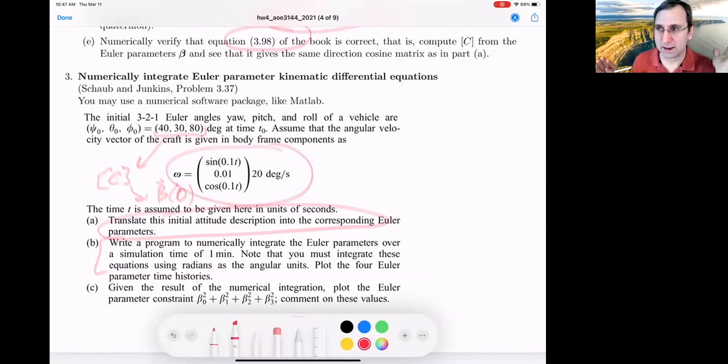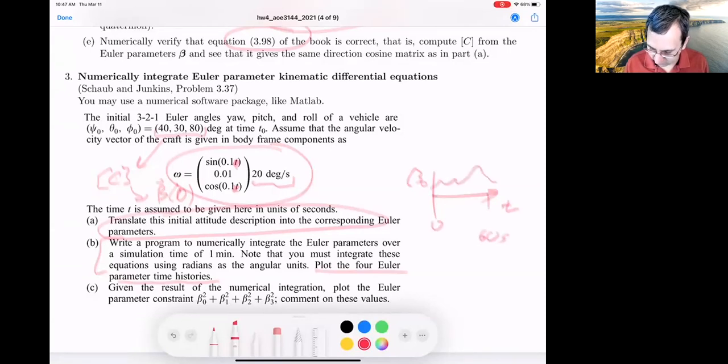So instead of solving for how omega changes with time according to rigid body dynamics, you're just given, hey, here's an example. And here in t, this t should be in seconds. And you're given this in terms of 20 degrees per second. But everything has to be written in terms of radians to get things correct. And then you'll plot the 4 Euler parameter histories. So they'll be like, beta naught as a function of time from 0 to 60 seconds. And I don't know what it'll do. But the magnitude squared, which is this down here, should be numerically very, very close to 1.